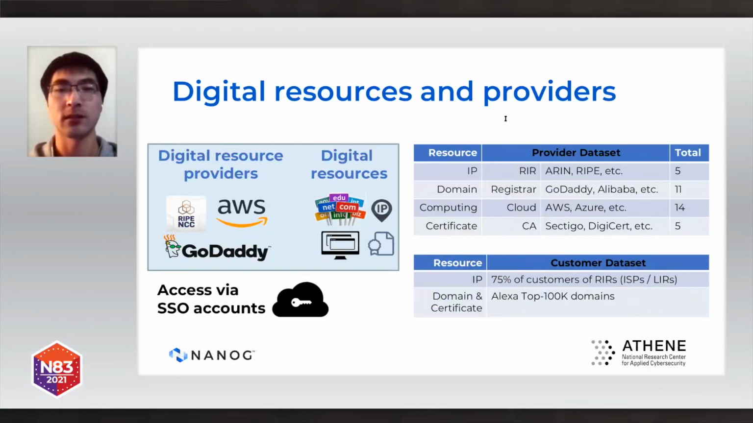In our work, we consider 4 types of providers: regional internet registries, RIR for short, from whom you can buy IP addresses, for example, ARIN and RIPE. Domain registrars, from whom you can buy domain names, for example, GoDaddy, Alibaba. Cloud providers such as Amazon AWS and Microsoft Azure. Certificate authorities, CA for short, where you can buy server certificates, such as Comodo, DigiCert. We also perform customer-side measurements. We include 75% of customers of RIRs and the Alexa top 100,000 domains as our customer database.